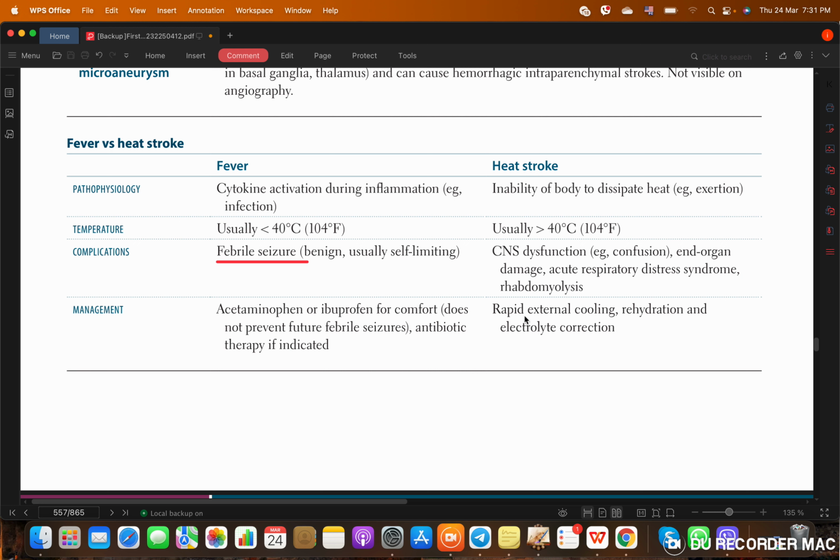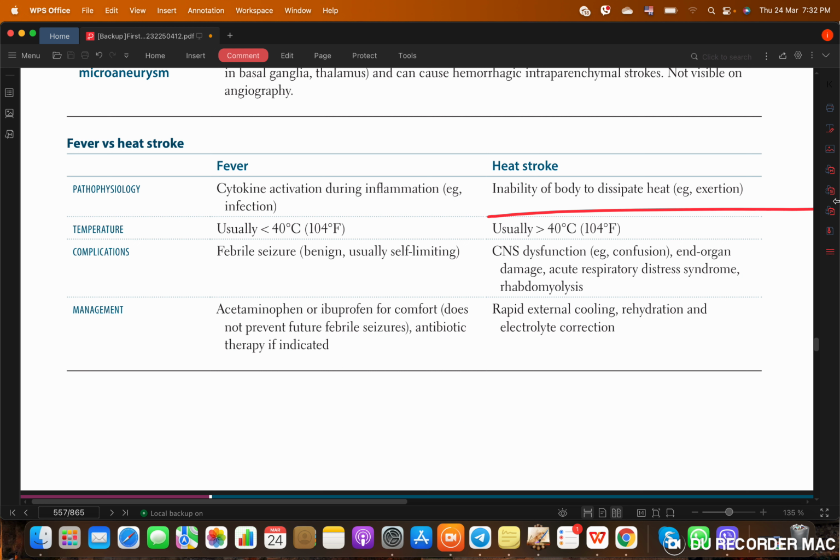The complication is febrile seizure, which is a type of seizure that is benign, usually self-limiting, and really common in some infectious diseases such as measles or roseola. Management: acetaminophen or ibuprofen, because they reduce the amount of prostaglandin E and thus reduce your temperature. However, keep in mind that they do not prevent the febrile seizure. Antibiotics if it was due to a bacteria, basically.